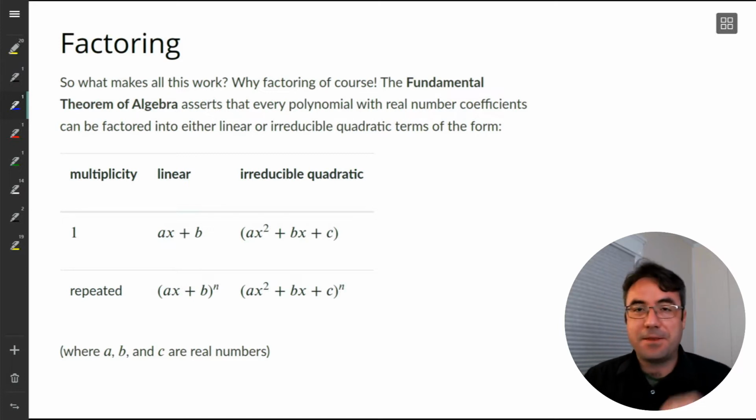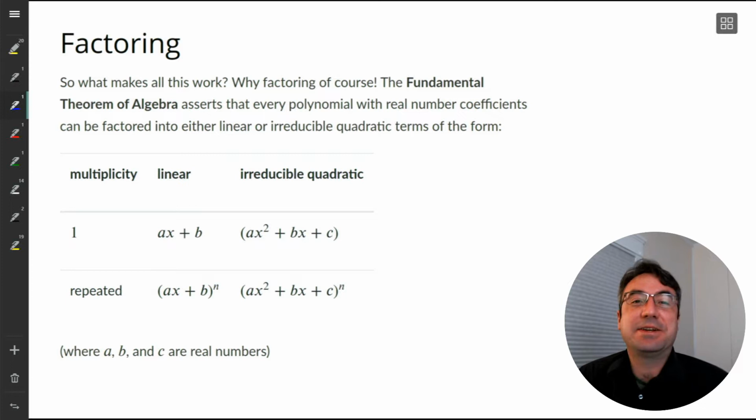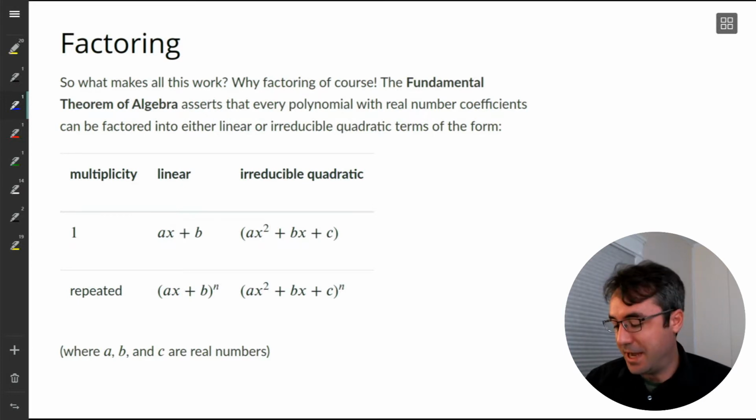So we need to look at a little bit more details here about why this method works. So first, factoring is the main reason why this works. And there's a main result, and it has a very descriptive name. It's the fundamental theorem of algebra.